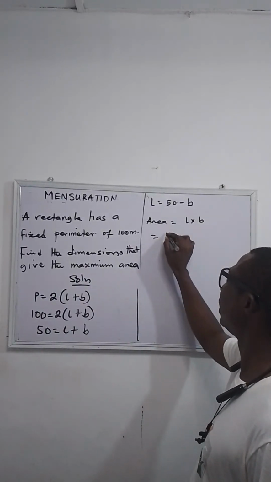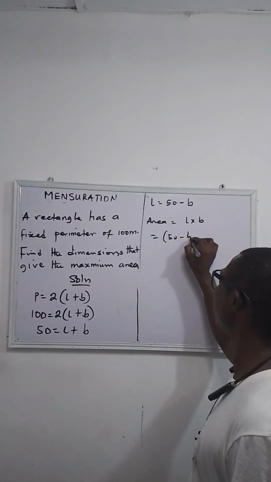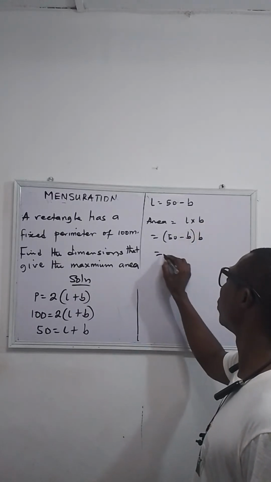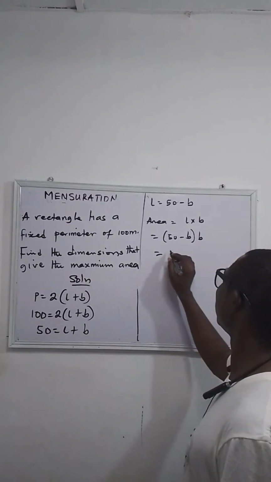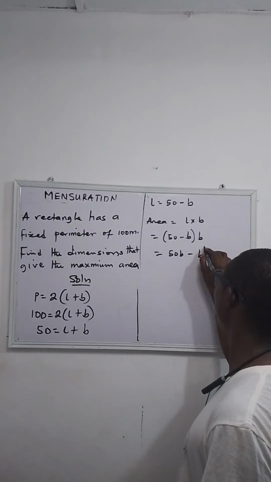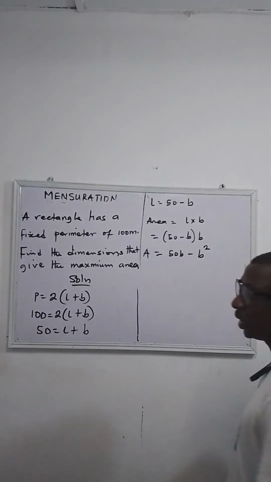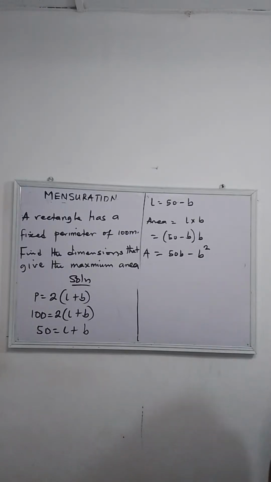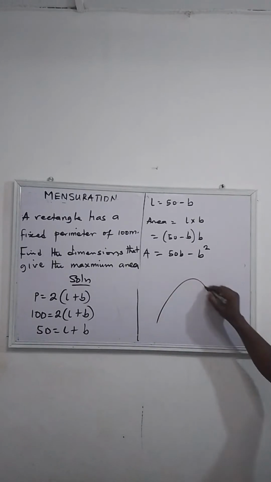So the length here is 50 minus b, times b itself. So when you multiply together, what do you have? You have 50b minus b squared equals the area. Now, when you look at this, this is a quadratic equation. In a quadratic equation, we want to get the maximum. The curve is like this.